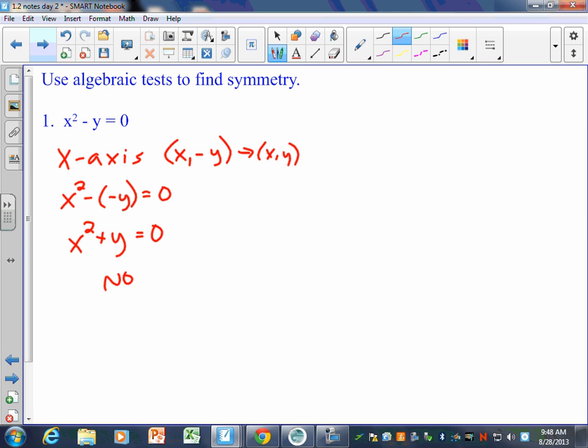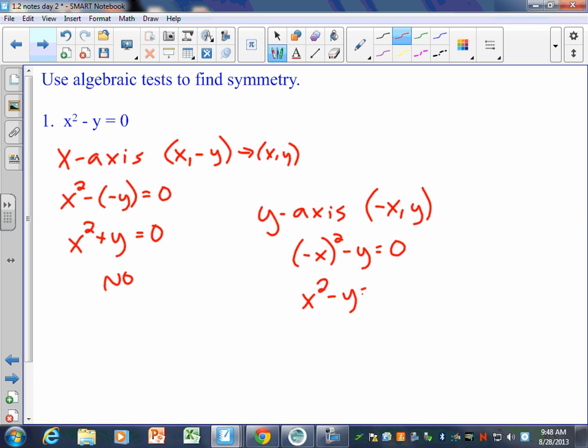But if we were going to check the y-axis, remember that on the y-axis, it flips this way, so the x changes and the y stays the same. And so now on this one, if I plug in negative x, which I'll just show you plugging it in, but I'm not changing the y, will I get back the original equation that I started with? Yeah, because negative x squared is the same as x squared. That's the exact same thing, so I can say yes for the y-axis.